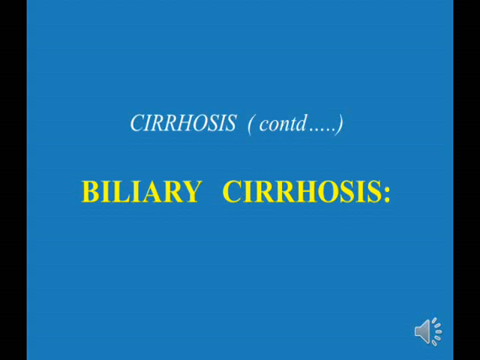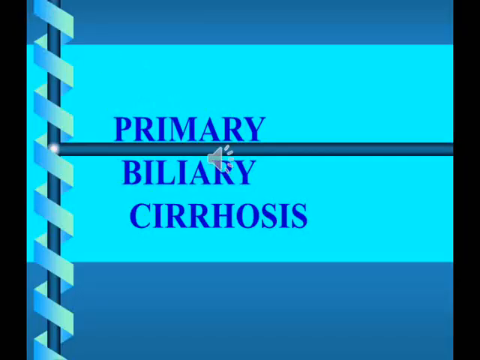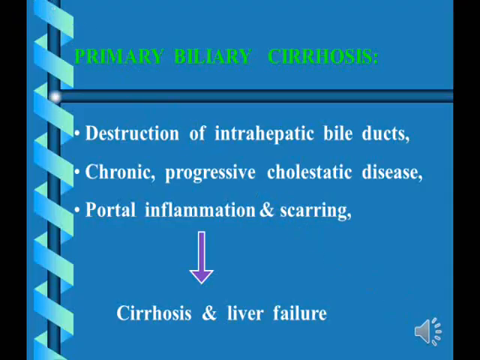So another type of cirrhosis is biliary cirrhosis. Biliary cirrhosis is also one of the types of cirrhosis, which has been classified into primary and secondary. Primary biliary cirrhosis occurs due to the destruction of intrahepatic bile ducts and chronic progressive cholestatic disease. All this leads to portal inflammation and scarring, or fibrosis, which leads to cirrhosis and liver failure.